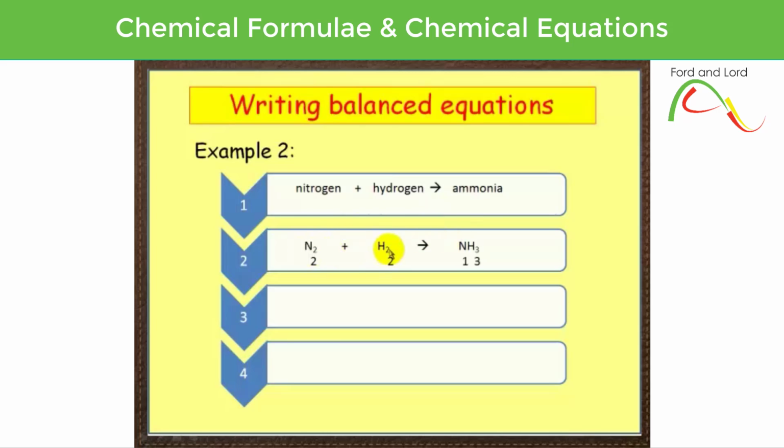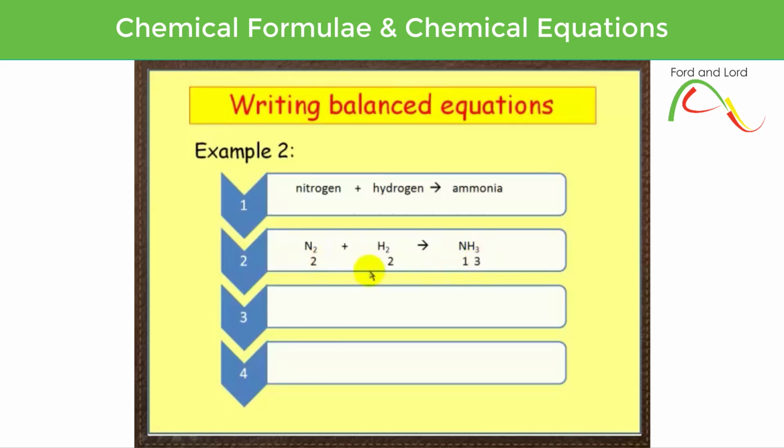N2, remember, diatomic. H2, diatomic, gives us ammonia. I gave you that formula earlier. What have we got? We've got 2 nitrogens, 2 hydrogens, 1 nitrogen, 3 hydrogens. Right, let's look at nitrogens first of all. 2 there, 1 there. What can we do about it?